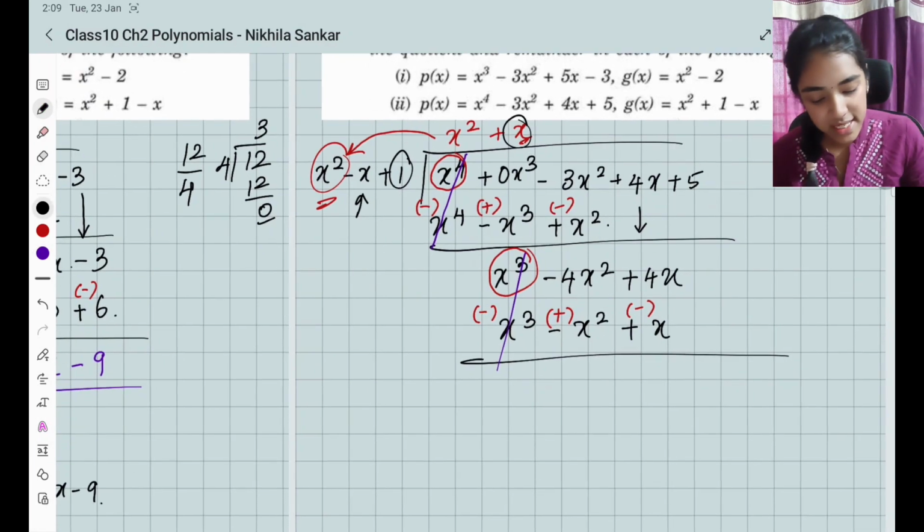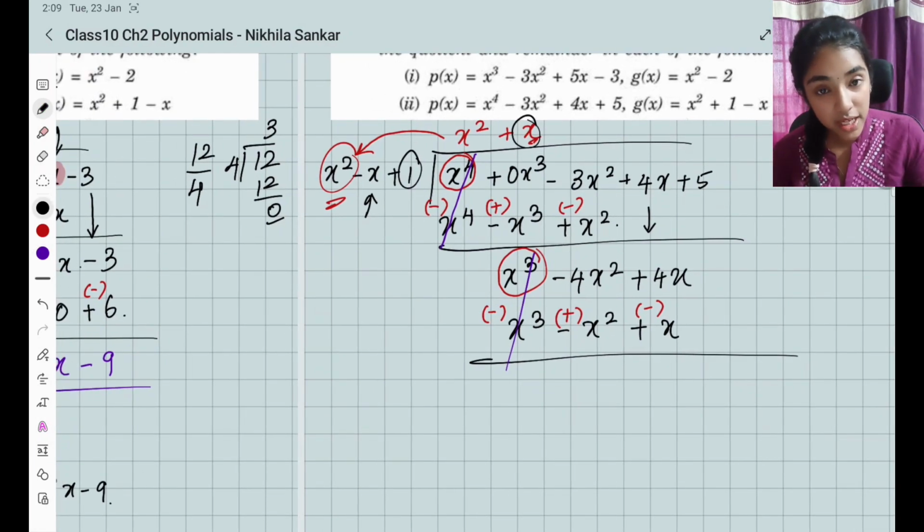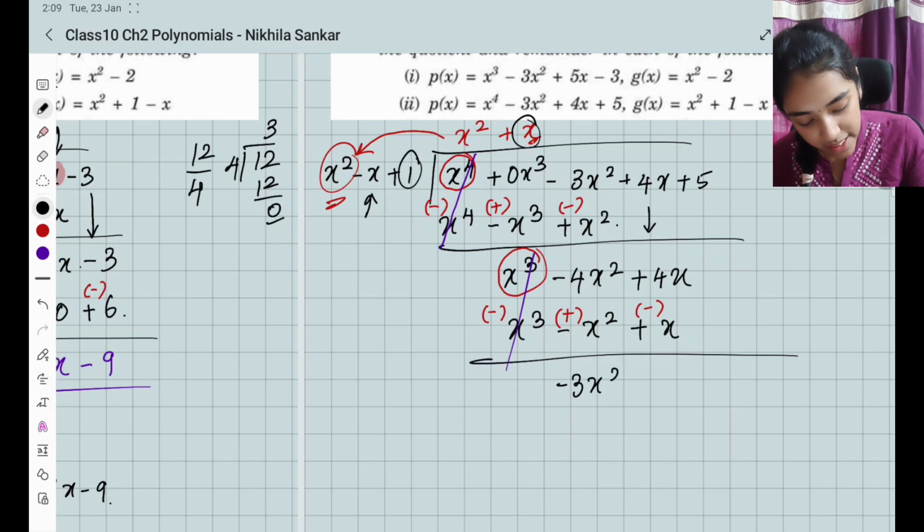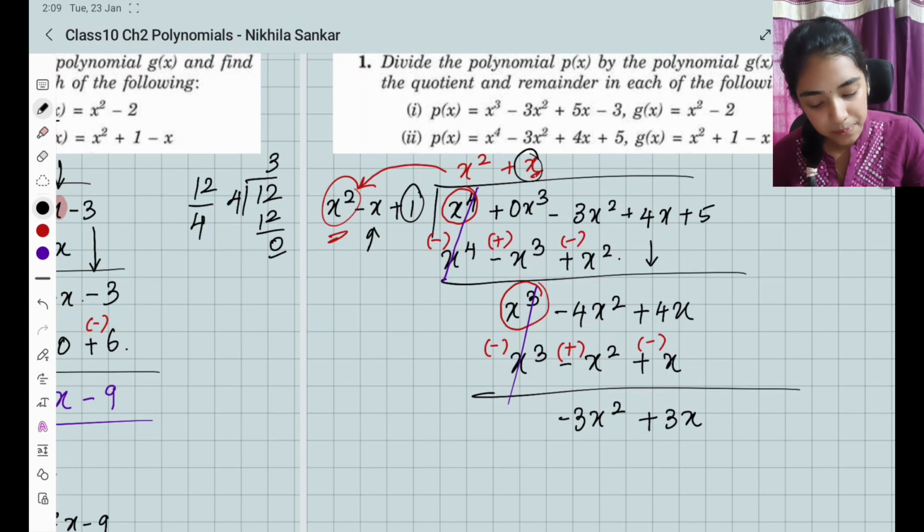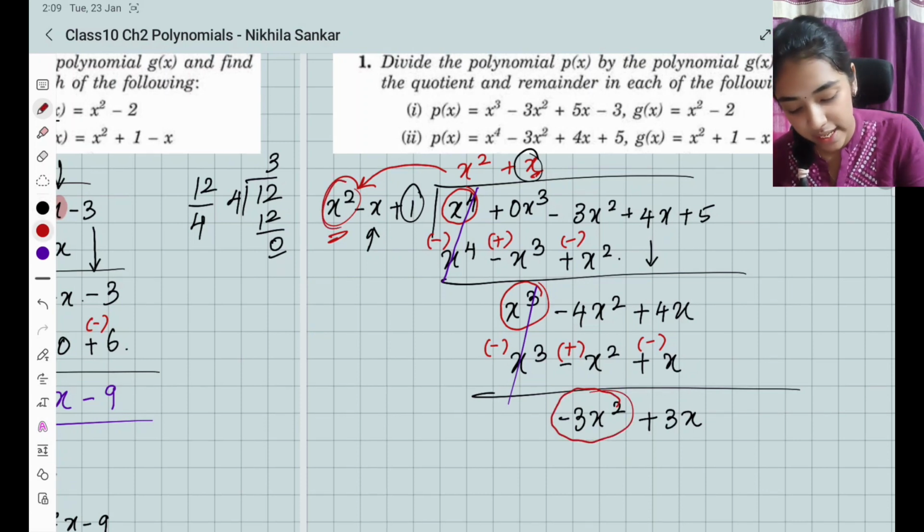So நம்மளோட motive என்ன? Satisfy ஆயிடுச்சு. We have minus 4x square plus x square, so we have minus 3x square. Then 4x minus x is going to be plus 3x. Okay? இப்போ இந்த இடத்துல என்ன இருக்கு? I see I have minus 3x square. இந்த இடத்துல x square மட்டும் தான் இருக்கு.